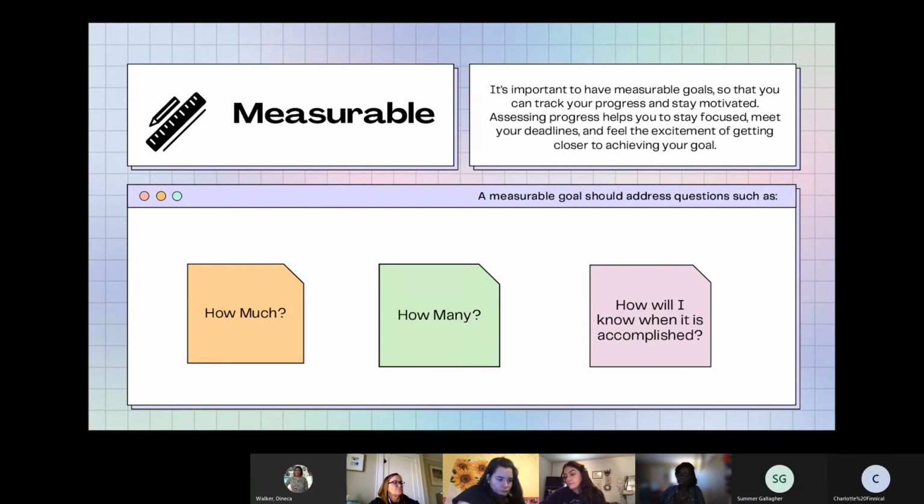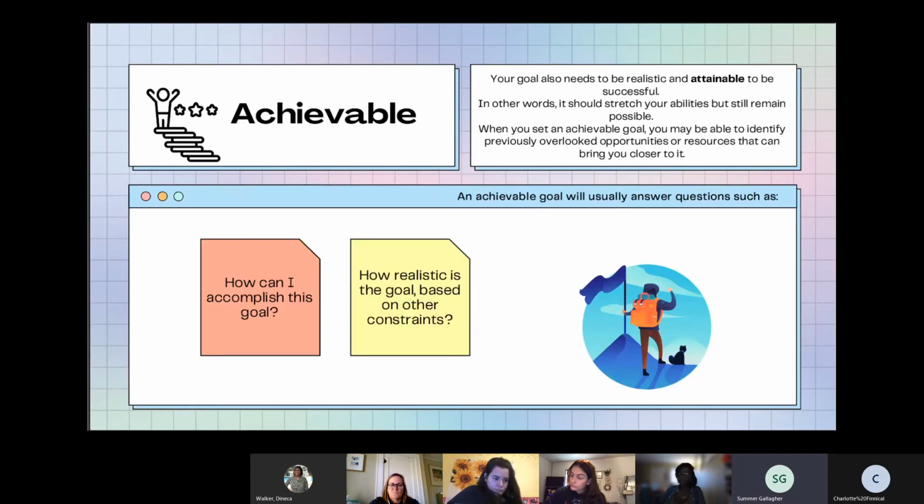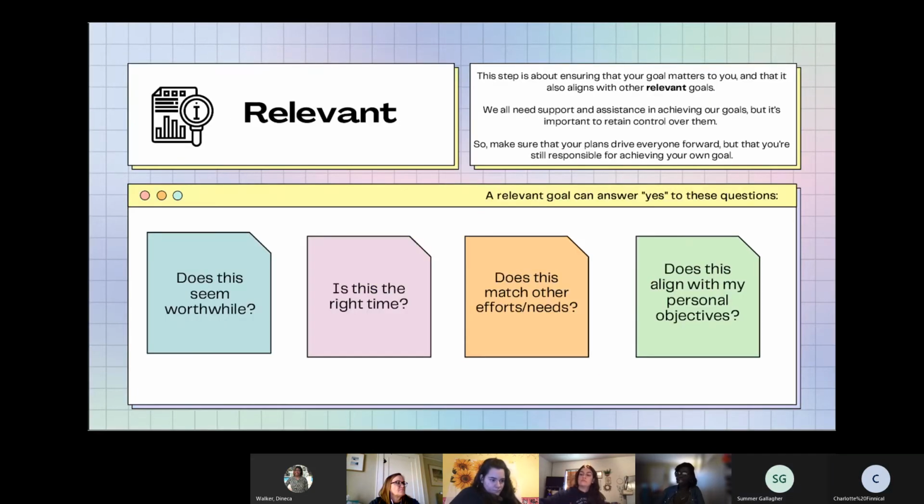And how will we know when it's accomplished? I think after I write it down in the planner and I check mark it off, I guess. Okay. And how are you going to accomplish this goal? Is it by writing it down in your planner? Yeah. And then, does this match other efforts and needs? Seem worthwhile? Align with your personal objectives? I think it does. Awesome.